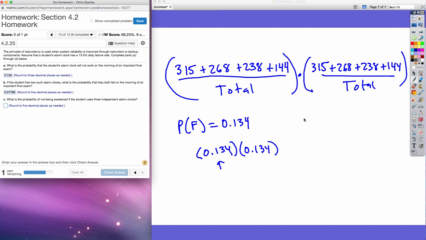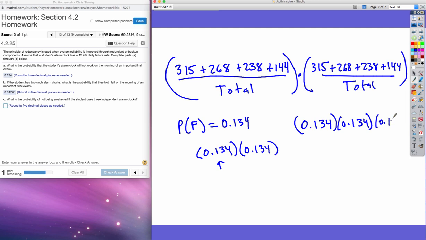If they have 3 alarm clocks and they didn't get awake, that means all 3 of them did not go off. So it's 0.134, that's the first one, times another 0.134, times another 0.134. So if he has 3 alarm clocks like that, and he doesn't get awakened, then all 3 of them didn't go off. So it's 0.134 to the 3rd power.